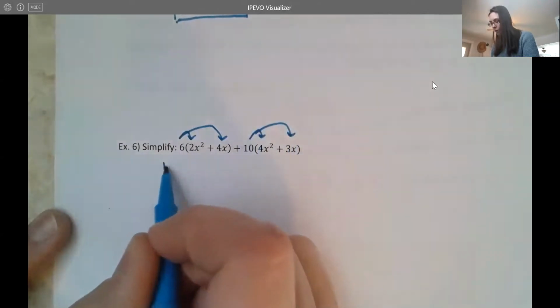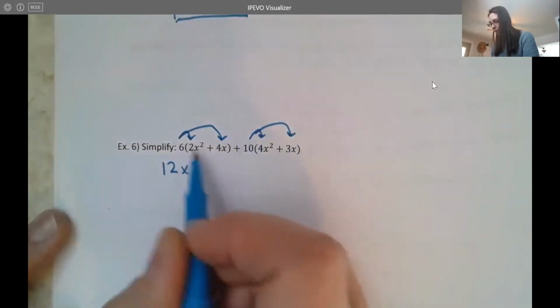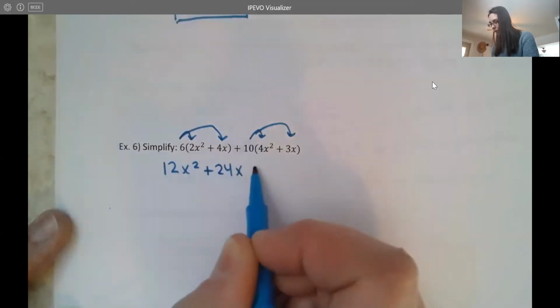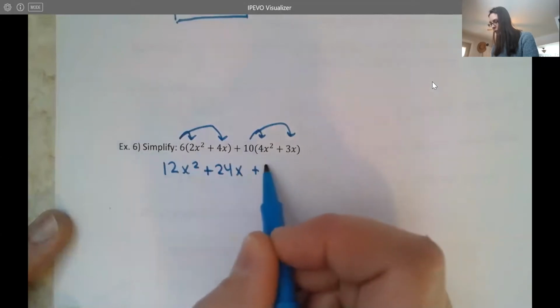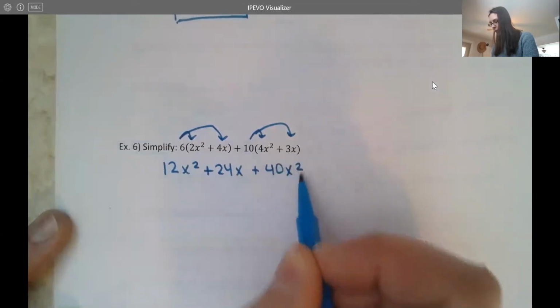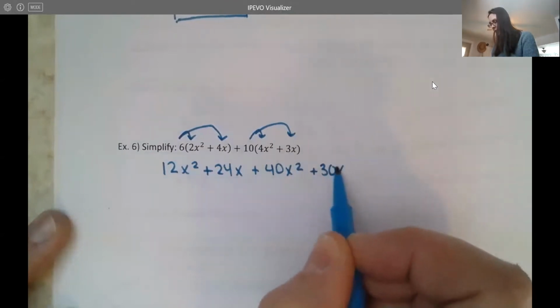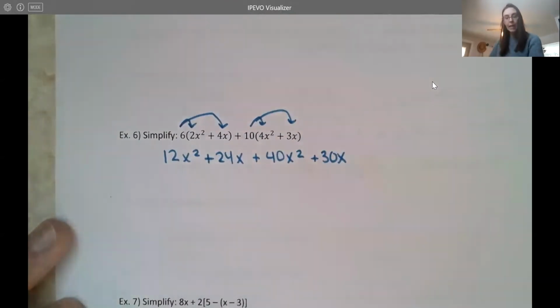6 times 2 is 12, so this becomes 12x squared plus 6 times 4 is 24, so 24x. 10 times 4 is 40, so 40x squared. And 10 times 3 is 30, so I have 30x. Now I can go ahead and combine my like terms.